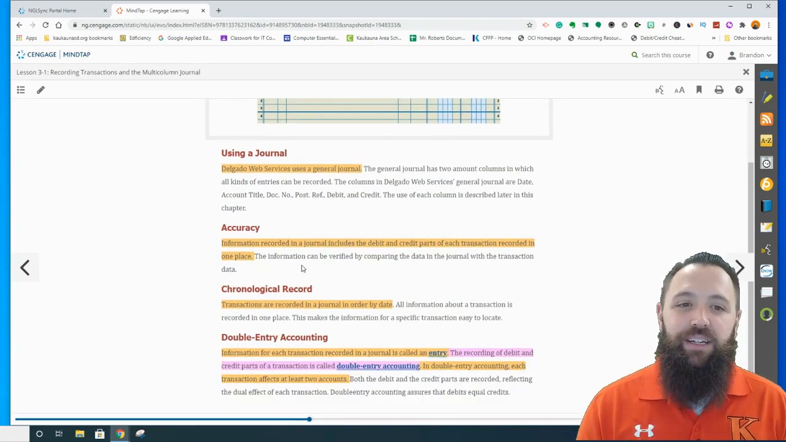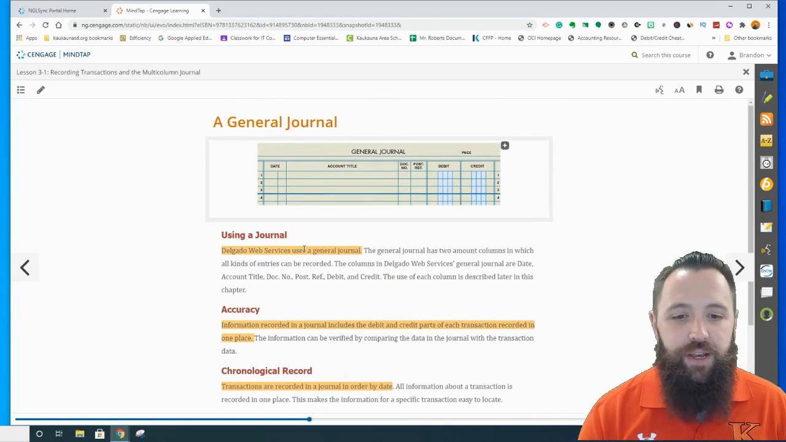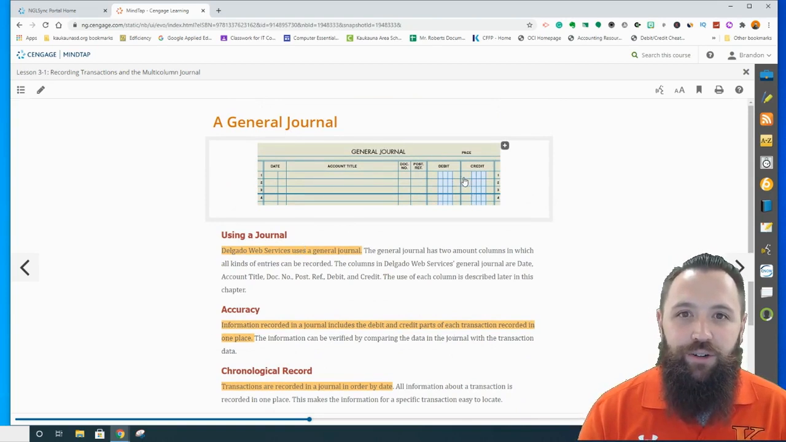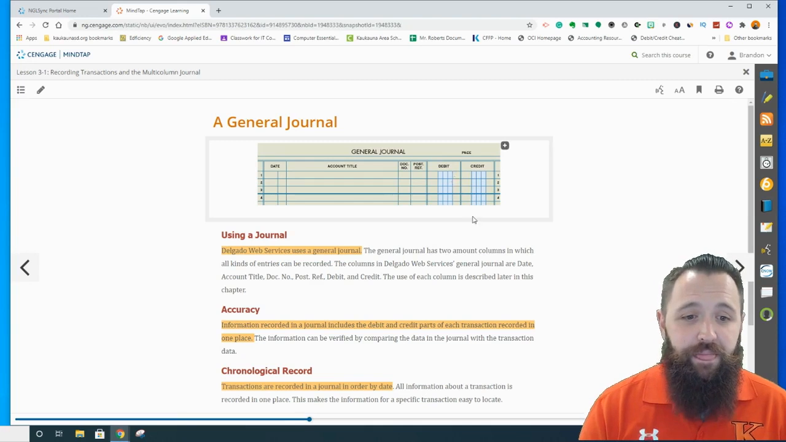So this is really nice because of the accuracy of this journal, or the ability that it gives us to be accurate. We do have debit and credit parts here, and when we write down a transaction, we can tell pretty quickly, does debit equal credits? So that's really, really nice.